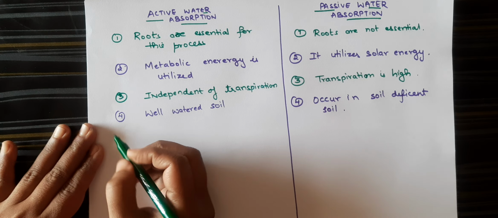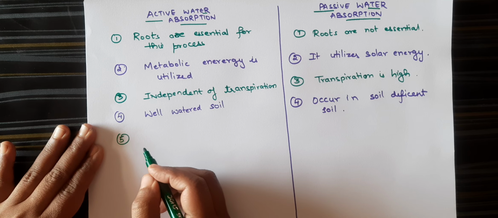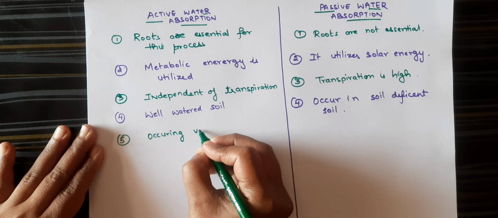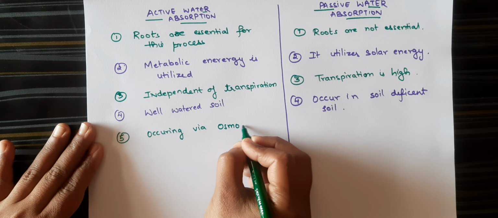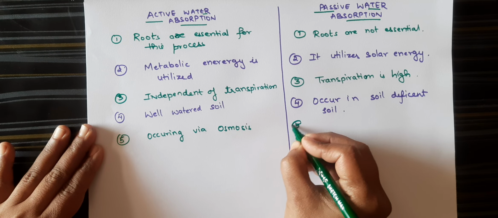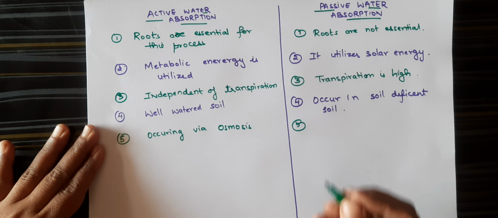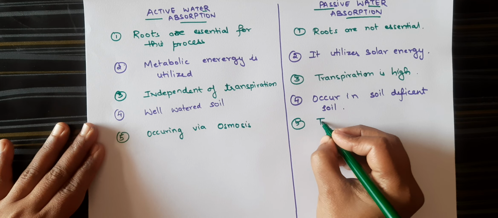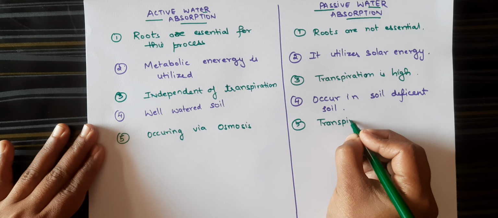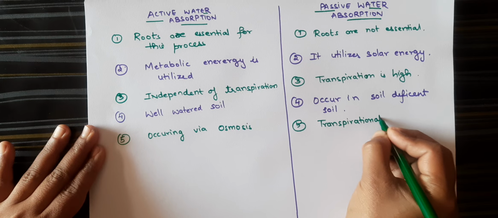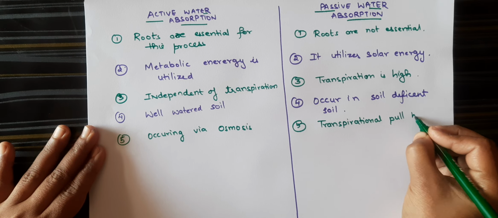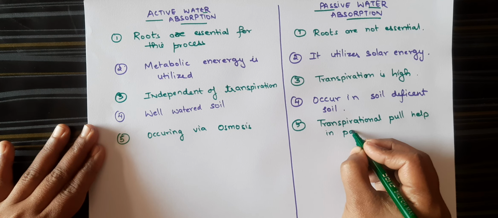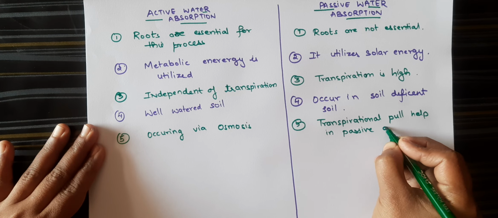Okay. The next difference is that active water absorption occurs through the process of osmosis. Whereas in passive water absorption, the water is absorbed due to the force developed by the transpiration pull. So transpiration pull will help in passive water absorption.